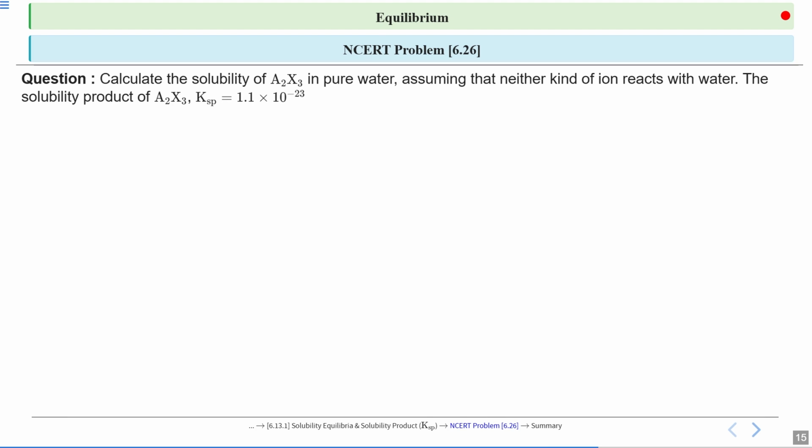Now we will do a question. Remember the formula. I hope you have noted this formula in your copy. So let's see how we can solve it. The question is saying that a hypothetical salt A2X3 is given, and it is dissolved in pure water. Now you are saying that neither kind of ions reacts with water. So this is the next assumption that we are taking. In that case, you have to calculate the solubility of A2X3. The solubility product is given. It is 1.1 × 10^-23. How will we solve it? Let's see.